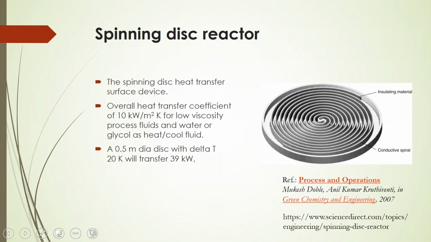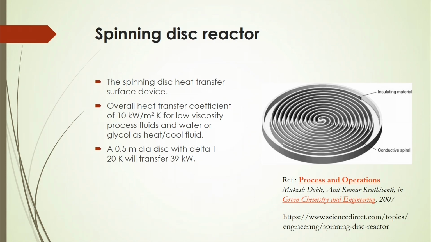Another important mechanism to create surfaces for more contact of the phases, the solid or catalyst surfaces with the liquid or gas, is the spinning disc heat transfer surface, through which heat is transferred. In this case, the overall heat transfer coefficient is about 10 kilowatt per meter square K for low viscosity process fluids, and you can use water or glycol as the heating or cooling fluid, or other fluids, in this type of spinning disc reactor.